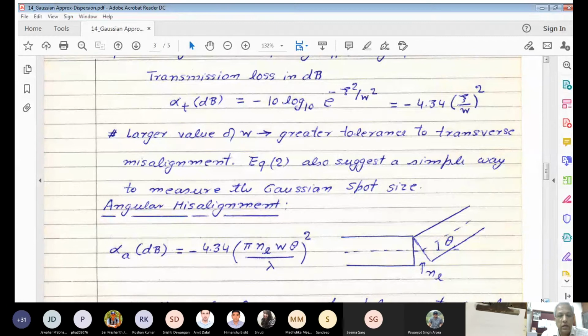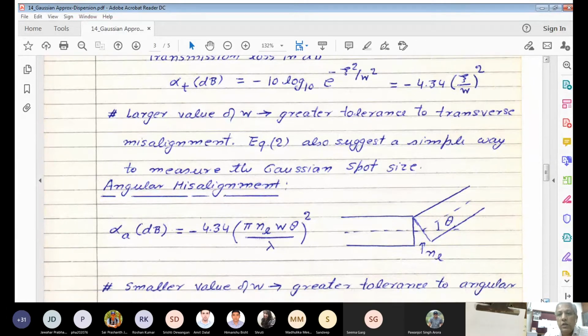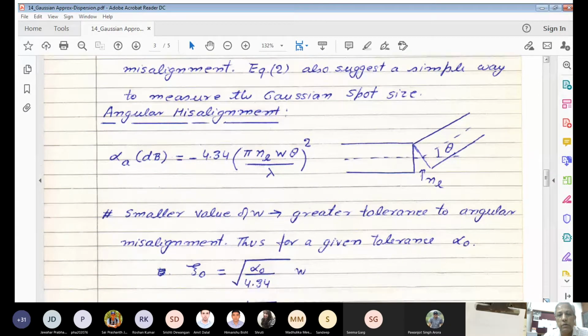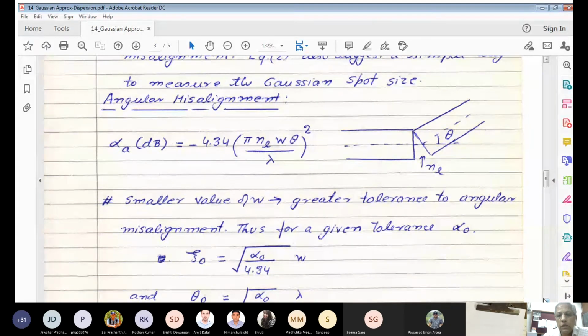Another thing is that if you increase W, the tolerance with respect to angular misalignment degrades. So as you increase W, the loss with respect to angular misalignment increases. I am not going to derive this, and by the way, it is given in both these books, Optical Electronics by Ghatak and Thyagarajan, and Introduction to Fiber Optics by Ghatak and Thyagarajan. In both books they have given it as a solved example.